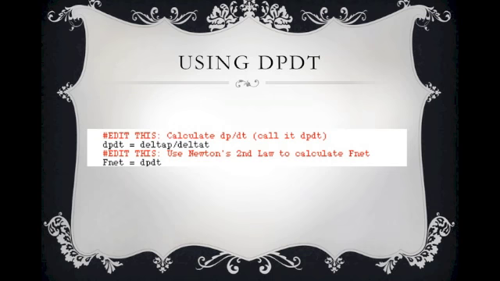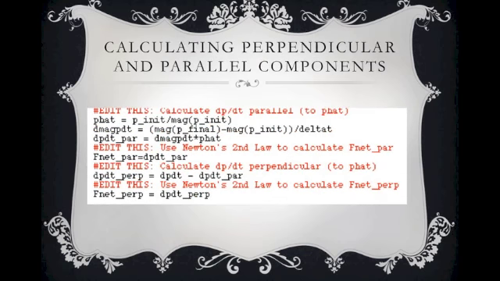As you can see here, our next step is to use the variable dp dt to stand for the change in momentum over the change in time. This is just calculated using the variables we assigned earlier, delta p divided by delta t. In this case, Fnet just equals dp dt because we assume the only force affecting the star is the one produced by the black hole.